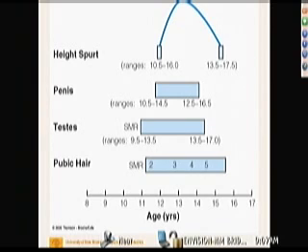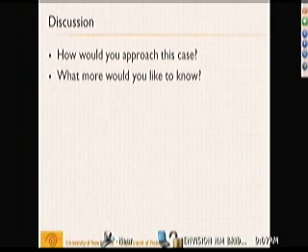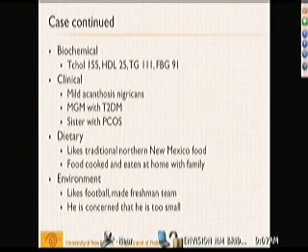So what kind of message do you think this young man is getting from his peers on the football team and potentially his coach? That maybe gives us some idea about his comment that he's concerned that he's too small.